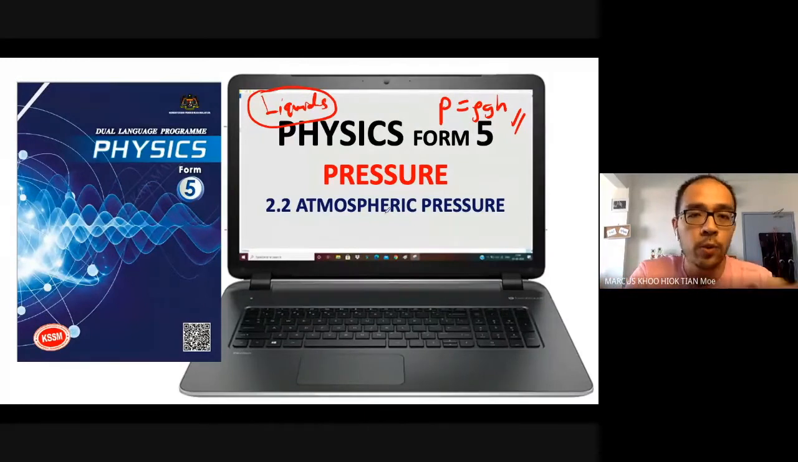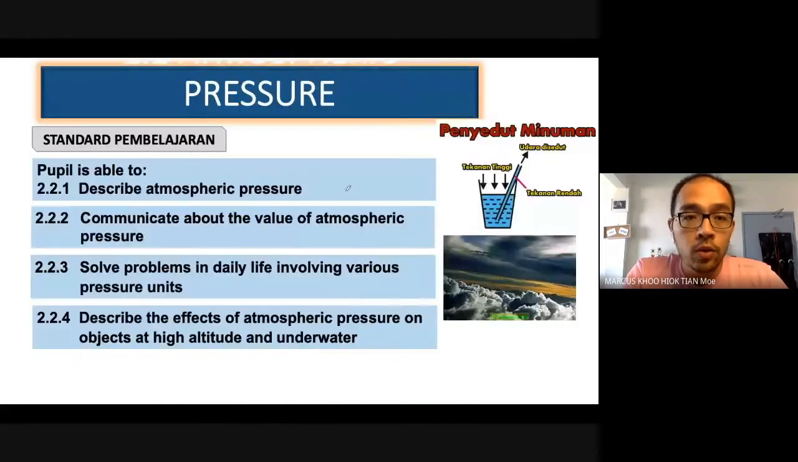But today I just want to give you an overview of this kind of pressure, which is called atmospheric pressure. Today I hope that we can at least do 2.2.1 and 2.2.2, and tomorrow or whenever our next class is, I want to do 2.2.3 and 2.2.4.